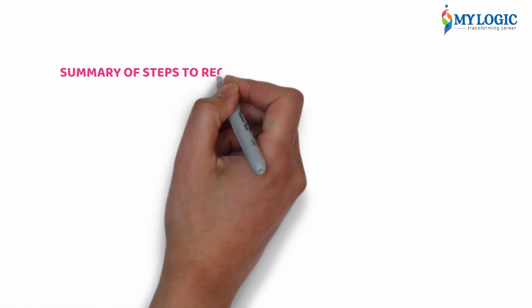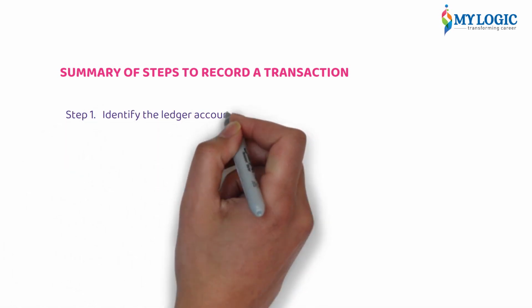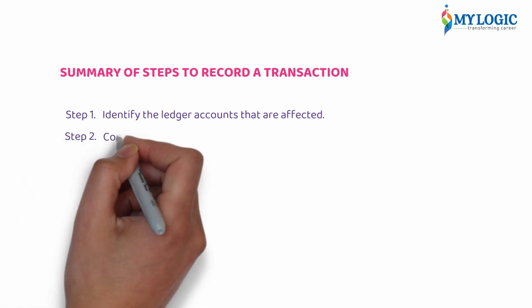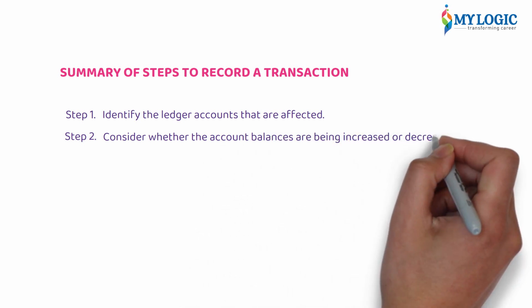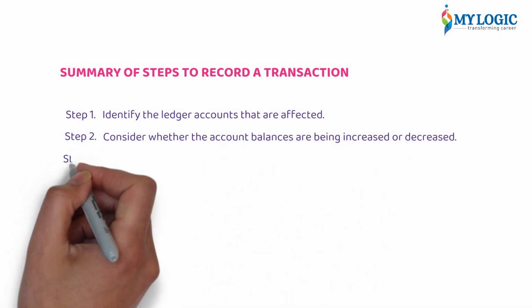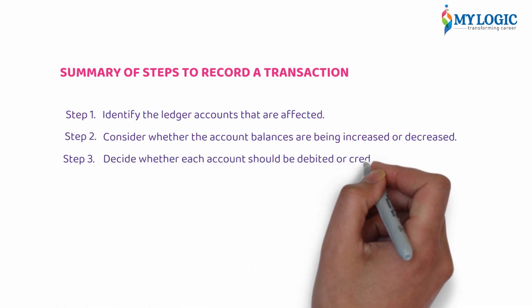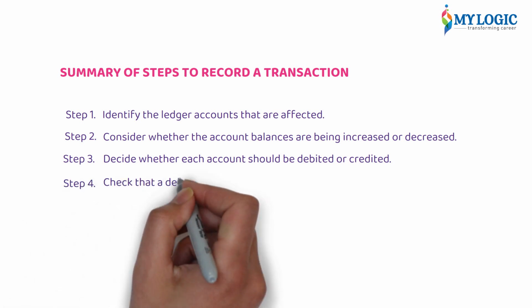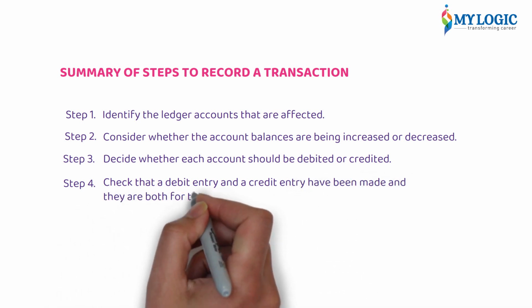Summary of steps to record a transaction. Step 1. Identify the ledger accounts that are affected. Step 2. Consider whether the account balances are being increased or decreased. Step 3. Decide whether each account should be debited or credited. Step 4. Check that a debit entry and a credit entry have been made and they are both for the same amount.